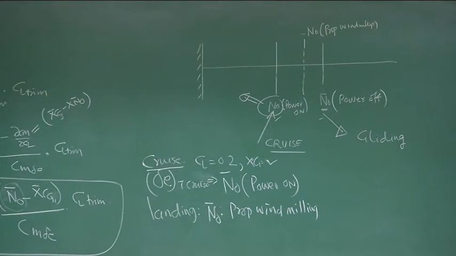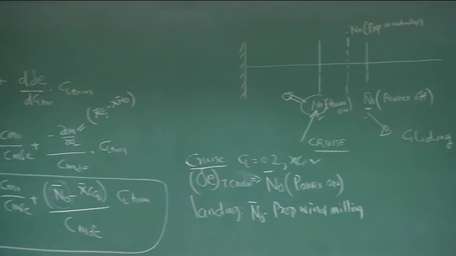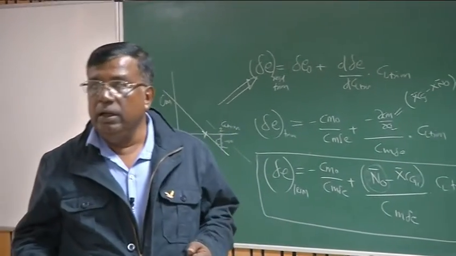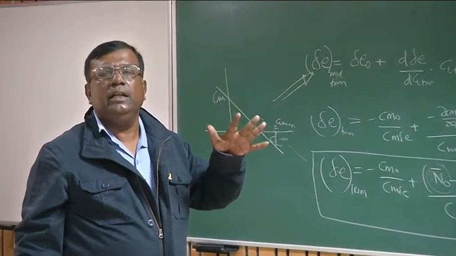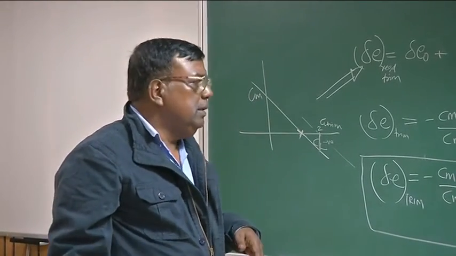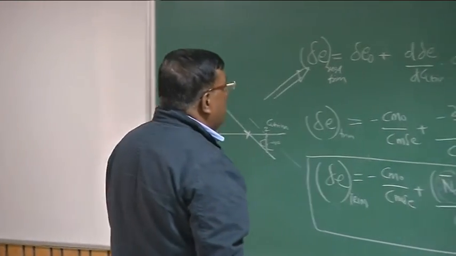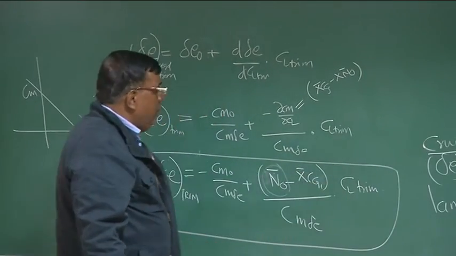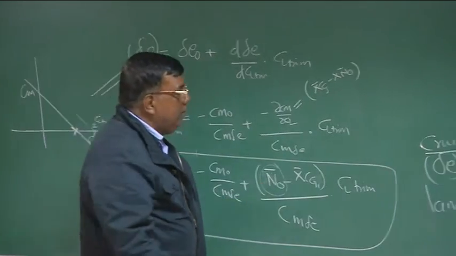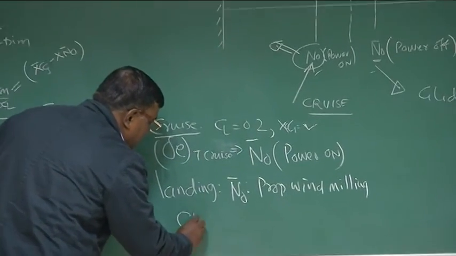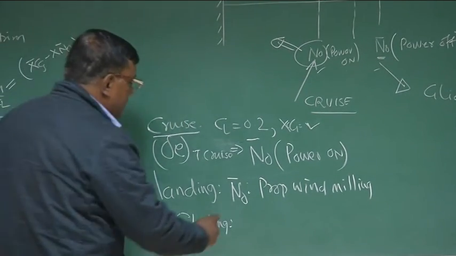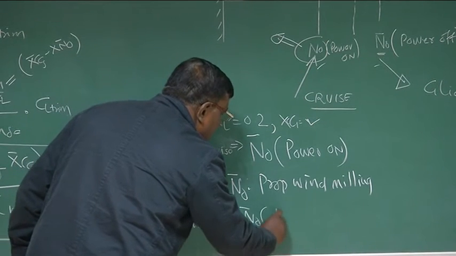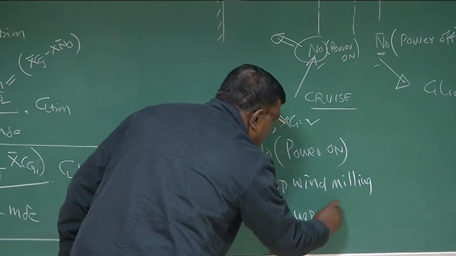Okay, suppose we are coming in for gliding, right? We want to glide, switch off the engine, and we are not allowing propeller windmilling. Or in a simplified case, suppose I am doing a gliding flight with a glider which doesn't have an engine. Then, if I want to trim the glider for different CL, which N naught should I take? For gliding, I should take N naught bar power off, since there is no engine.